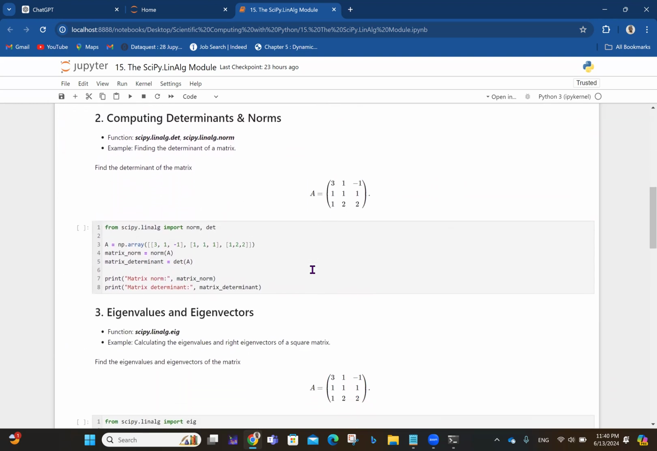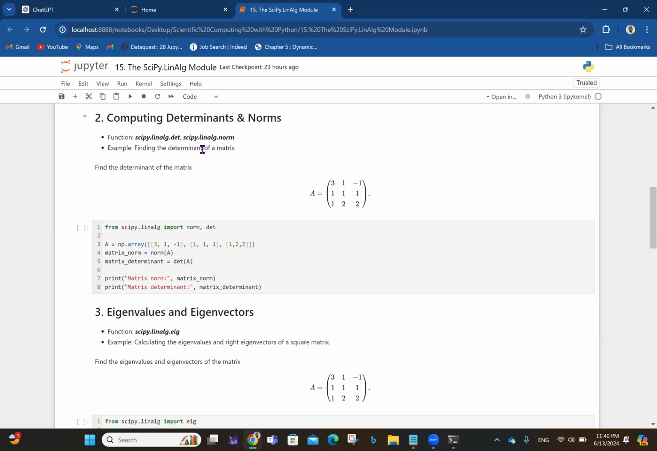Okay, so let's talk about computing determinants and norms. Of course, determinant is more like the magnitude of a matrix, and it's closely linked to the idea of norm too. So if you are looking for the determinant, you need the det function. If you are looking for the norm, you need the norm function. So you have the SciPy library, the linalg module, and the det and norm functions inside linalg.